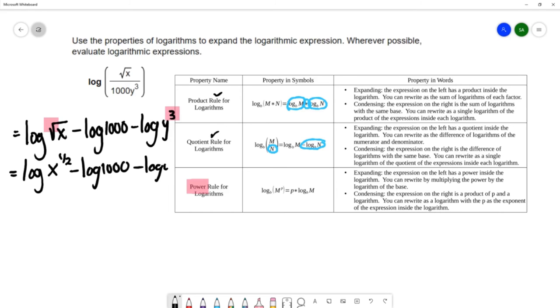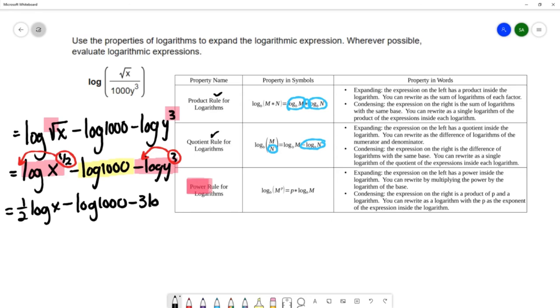So the first term and the last term both have powers, and I'm going to use the power rule to simplify them. And this term in the middle is log of a number, and I'm going to try to simplify that expression. So let's start with applying the power rule. With the power rule, it allows us to take this exponent and write it as the coefficient of the log. Let's do that with both of them. So that gives 1/2 log of x minus log of 1,000 minus 3 log of y.